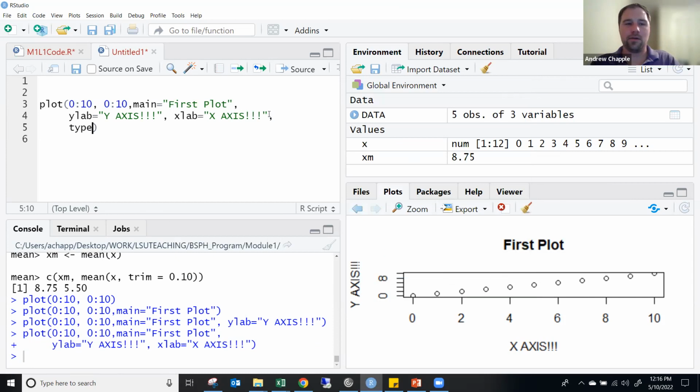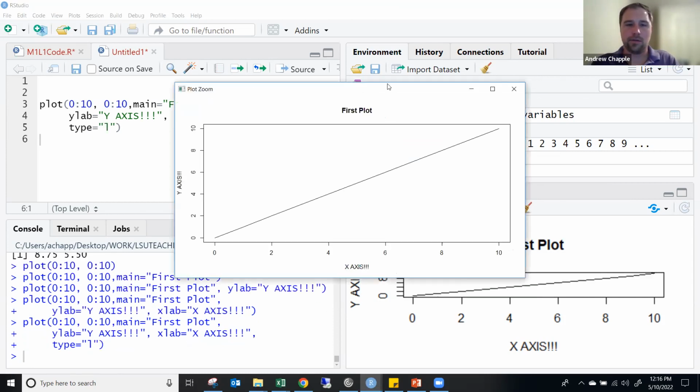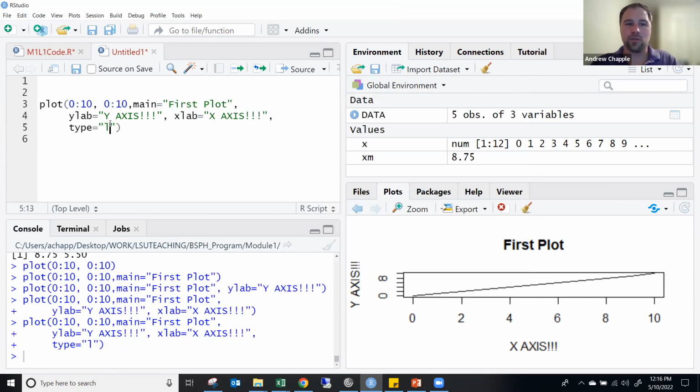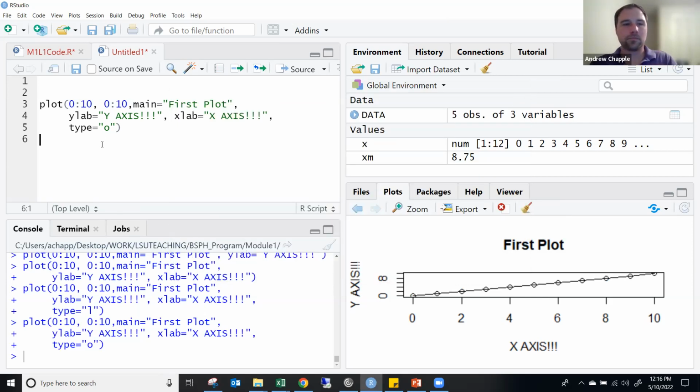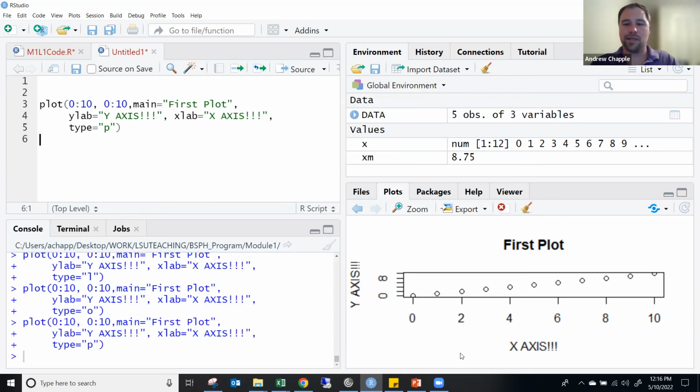So type equals L will produce a line. You see a straight line. Type equals O will produce a straight line with points, like this. Type equals P will just produce the points again. And type equals H will produce these vertical bars that you see.